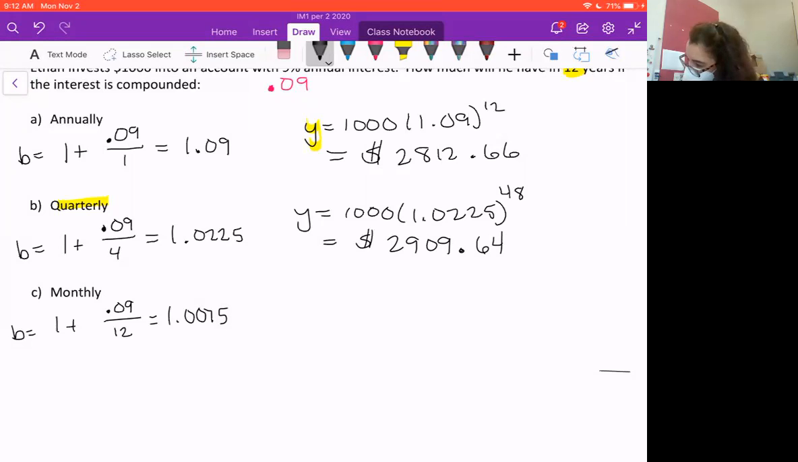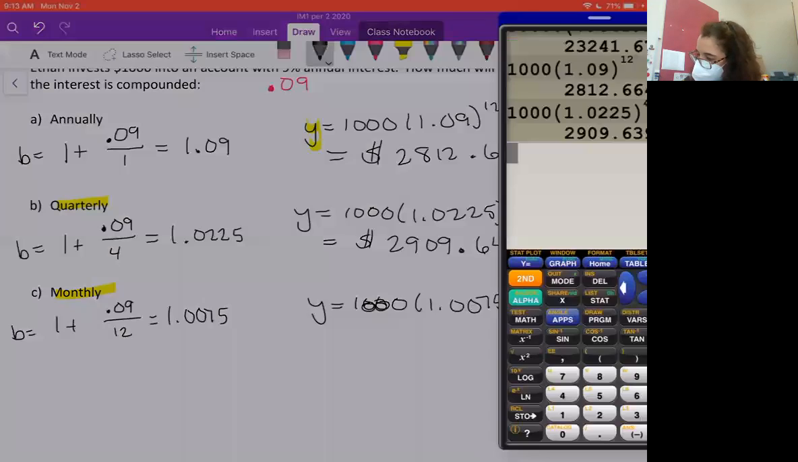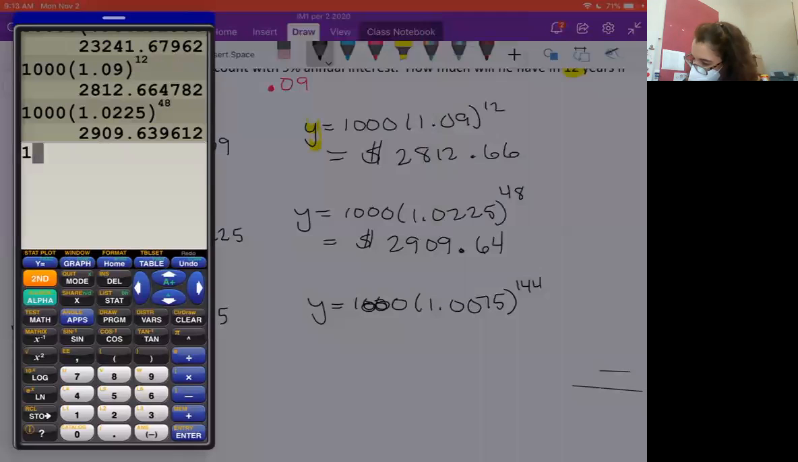And then our last one here is y equals 1,000. Sometimes my zeros look like sixes. 1.0075. We are now compounding monthly, still 12 years. 12 months in every year for 12 years, 12 times 12, that's 144 months. So for the last one, we need to put in 144 months. So 1,000 parentheses 1.0075, raise that to the 144th power.